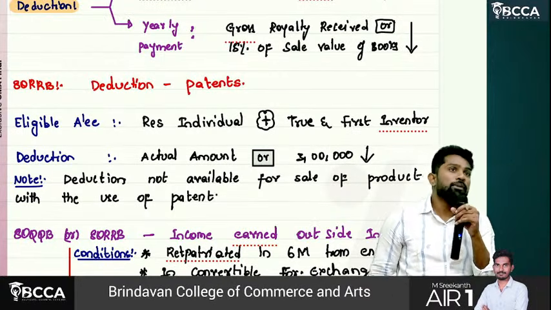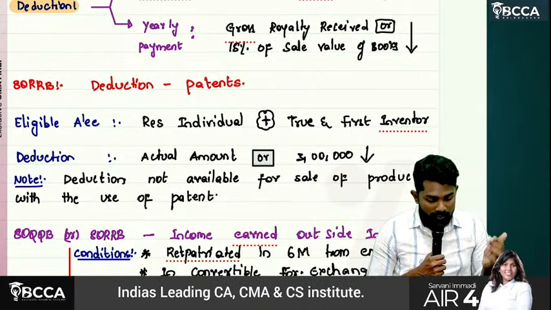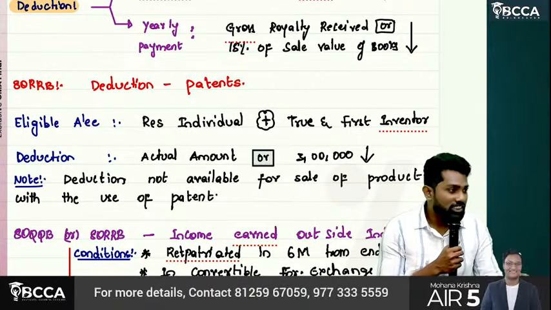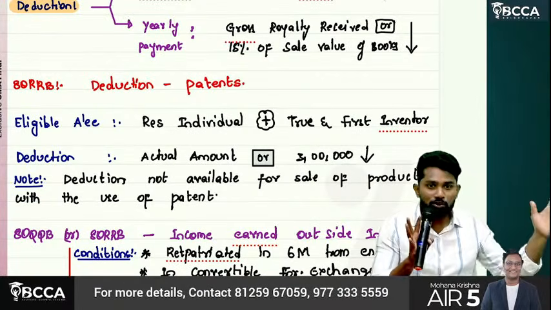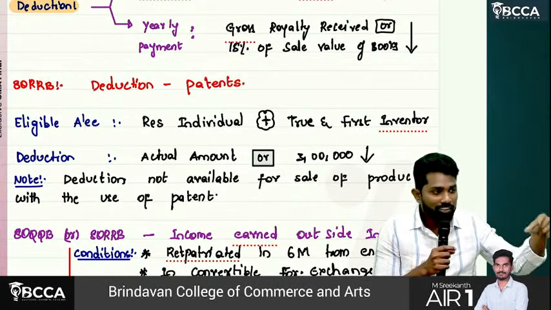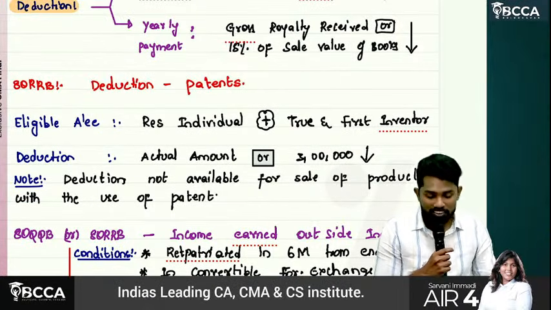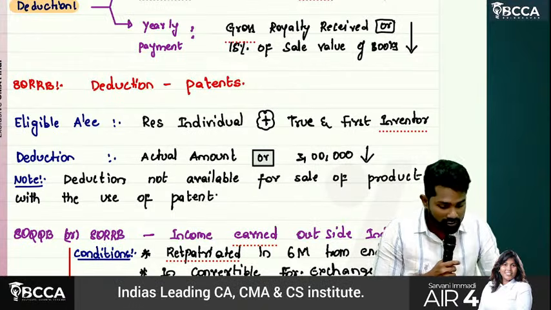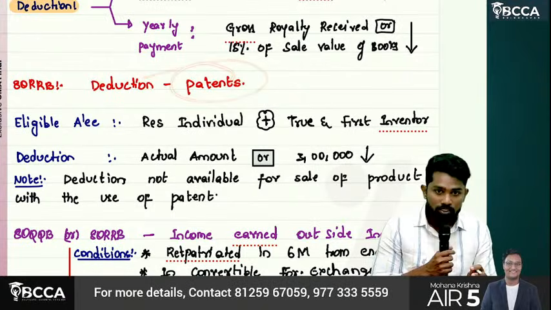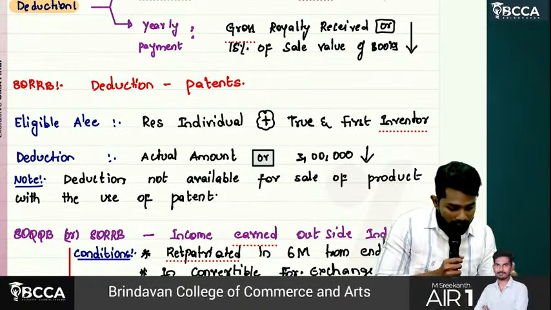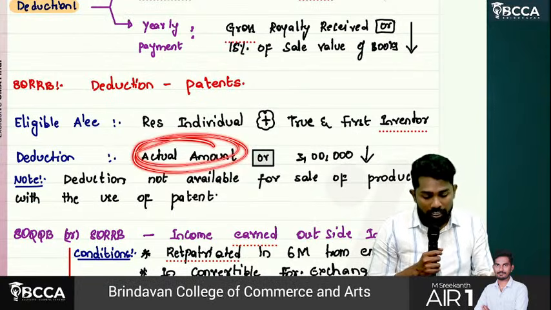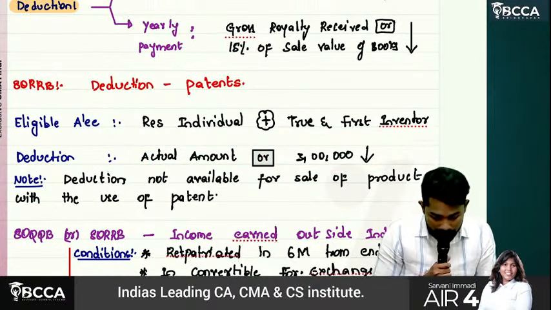In 3 Idiots, Aamir Khan is there, right? So Aamir Khan is a true and first inventor. With the scooter he is doing all that, the washing machine, all these things. Such a true and first inventor has a patent, and by giving that patent he is earning money, then that is eligible for deduction. Actual amount or 3 lakhs, whichever is lower.